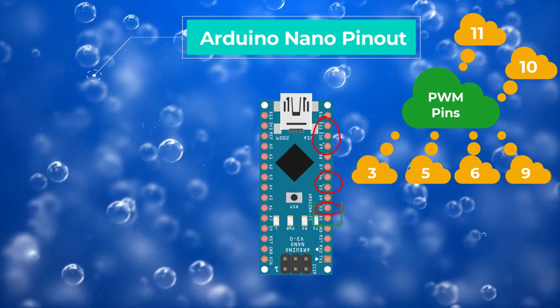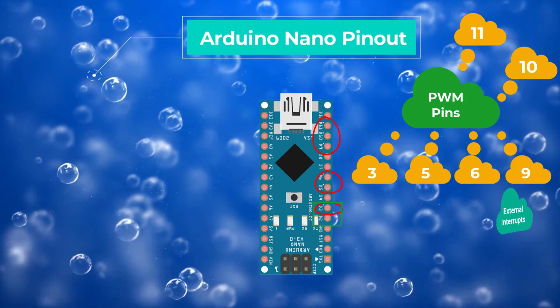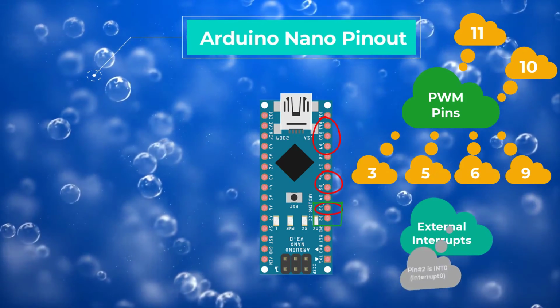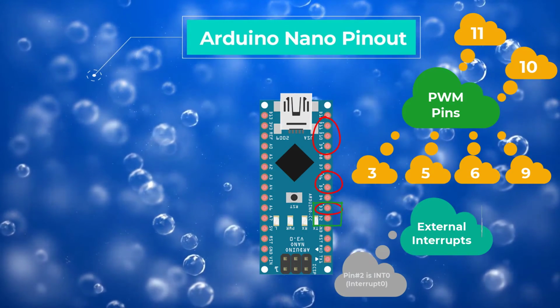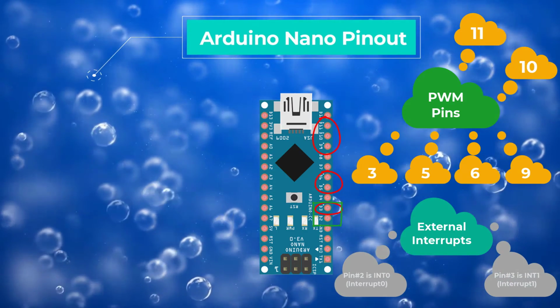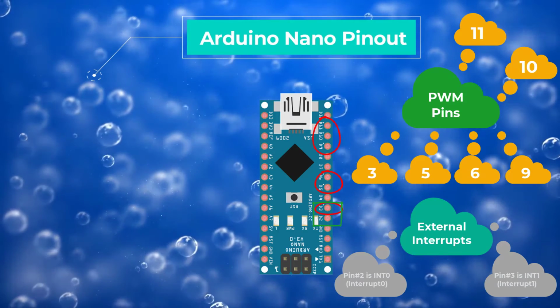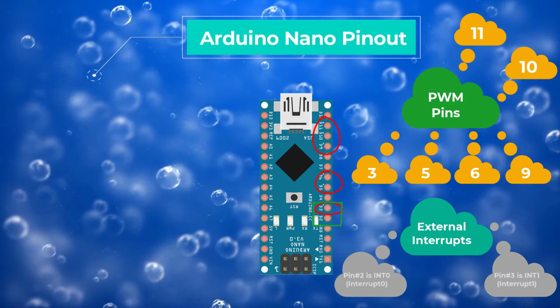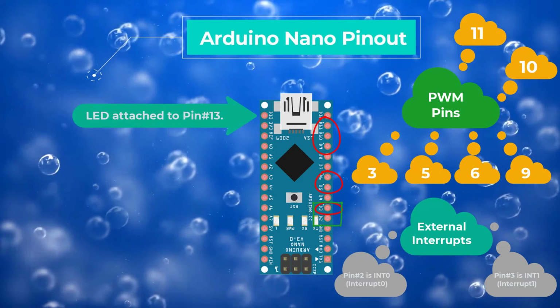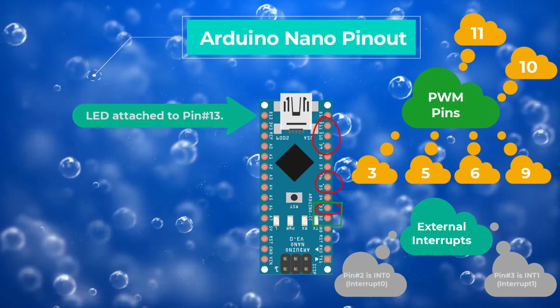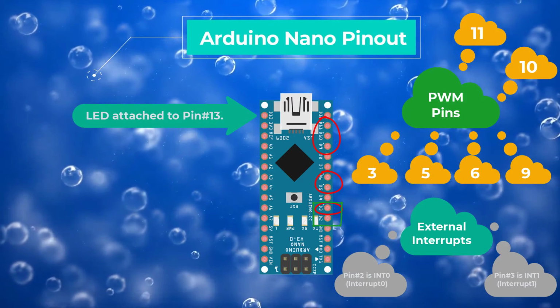Pin number 2 and 3 are used for generating external interrupts, where pin number 2 is INT0, short for interrupt 0, and pin number 3 is INT1, short for interrupt 1. Check attach interrupt function for more details. It also has a built-in LED attached to pin number 13, which will turn on if you make this pin high and will turn off as the pin goes low.